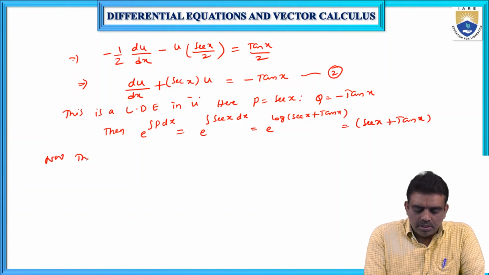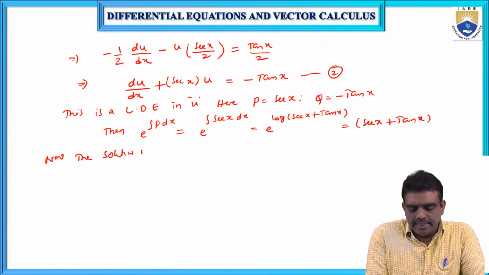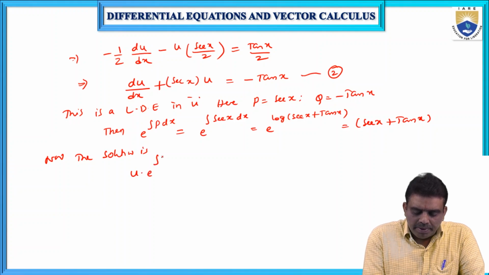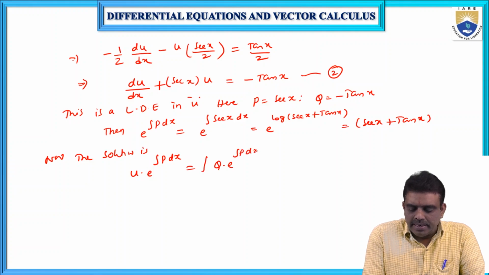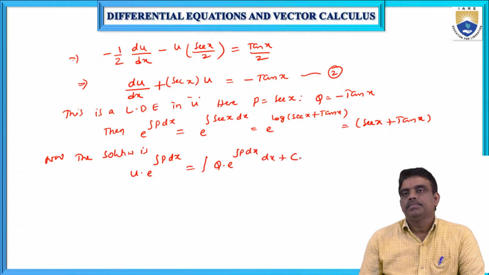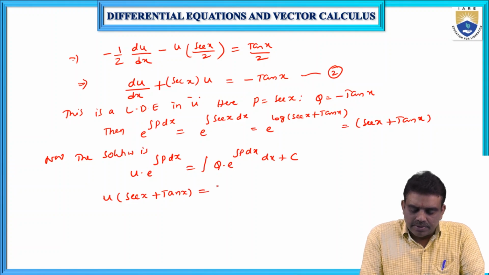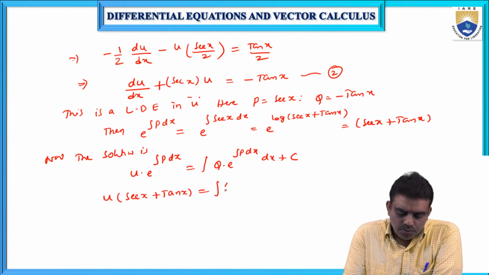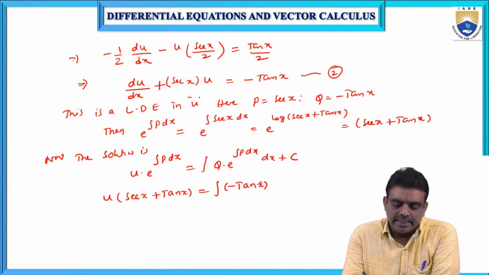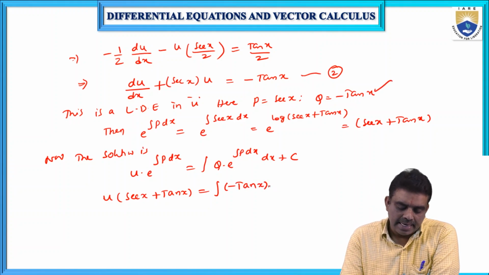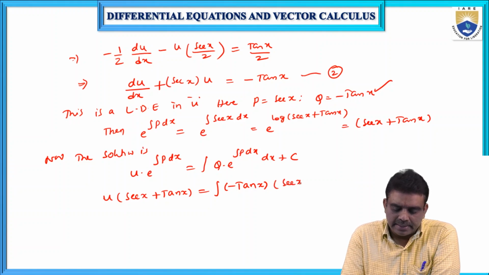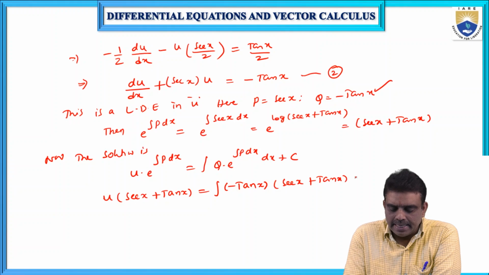Now the general solution. The solution is u into e power integral p dx is equal to integral q into e power integral p dx plus c. That is u into secant x plus tan x is equal to integral of q, what is q? Q is minus tan x, times secant x plus tan x, dx, plus c.